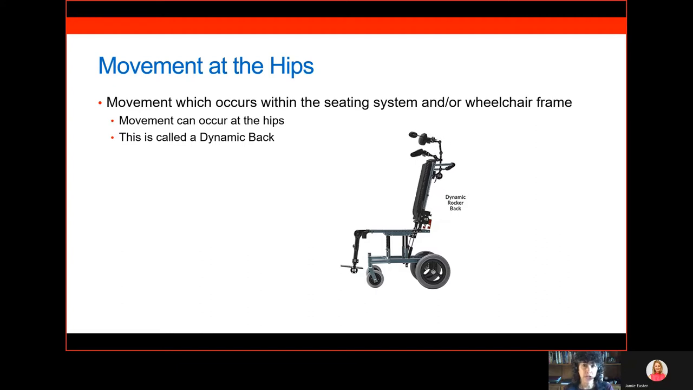So dynamic seating provides movement in a number of areas. There's three main areas. First, we have movement at the hips. So movement which occurs within the seating system or the wheelchair frame that occurs at the hips, generally into extension as we see here. And this is referred to as a dynamic back. Now that force might originate elsewhere, like at the feet, but the movement that occurs is into hip extension.